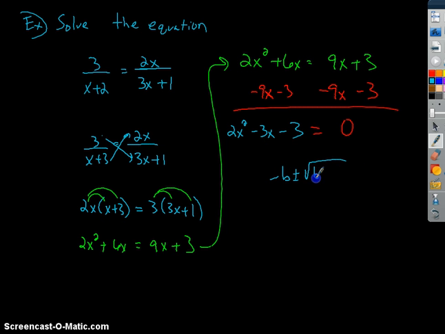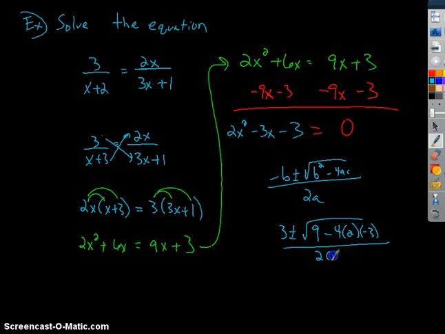Negative b plus or minus the square root of b squared, subtract 4ac, all over 2a. So if that's the case, plug in negative 3 for b, so you get positive 3 plus or minus the square root of 9, subtract 4 times 2 times negative 3, all over 2 times 2. So this is now 3 plus or minus the square root of negative 8 times negative 3, which is positive 24. So 9 and 24 gives you a positive 33, all over 4.